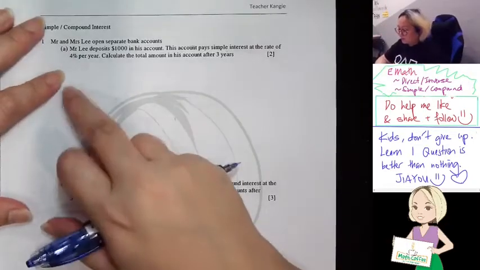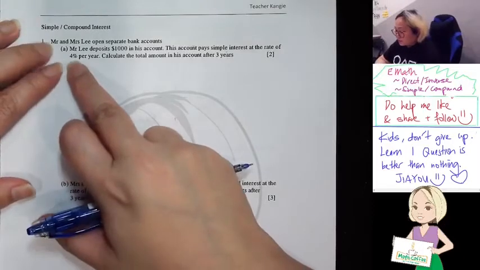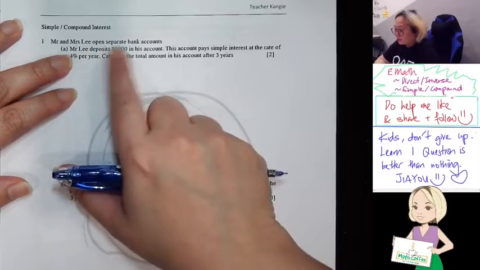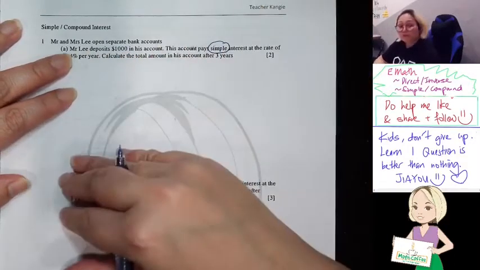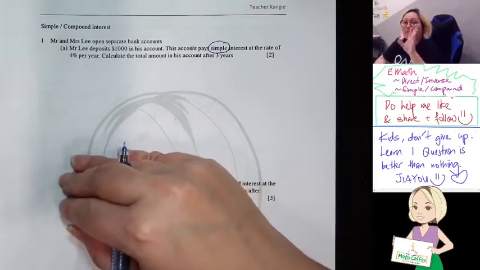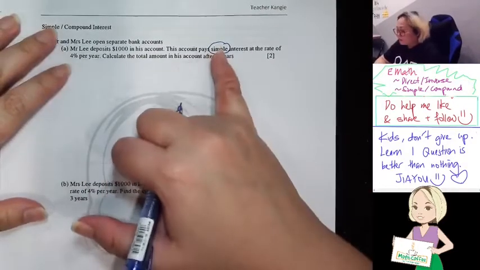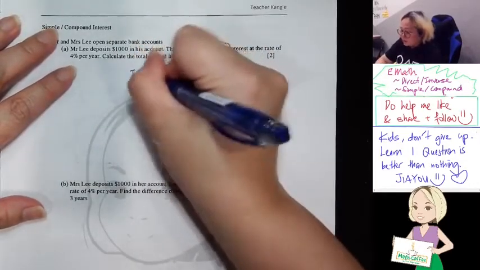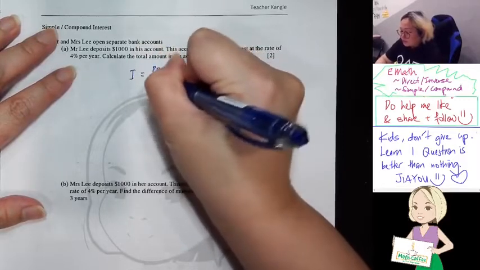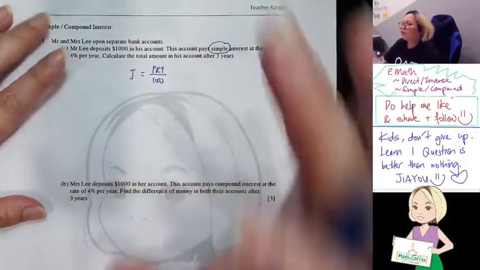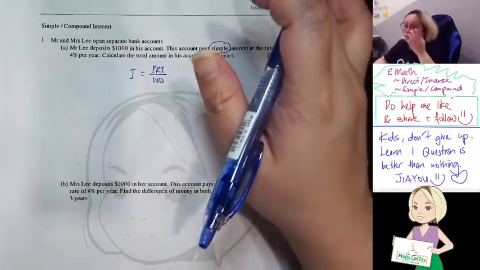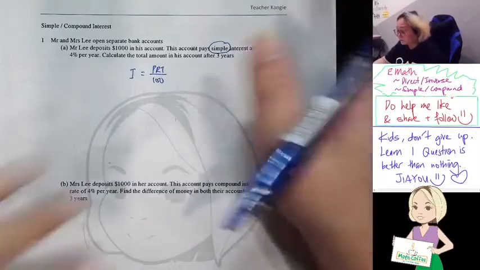Let's start with the first one, which is simple interest. Mr. and Mrs. Lee open separate bank accounts. Mr. Lee deposits $1,000 in his account. This account pays simple interest. The first thing you must always find out is whether it is simple or compound. So this is simple, and you know you're going to use the simple interest formula, I equals PRT over 100. The bad news is the simple interest formula is not given. Only the compound interest formula is given during the O level or N level.